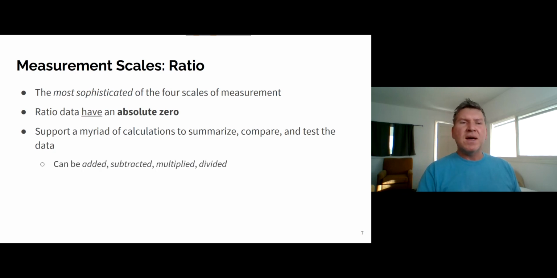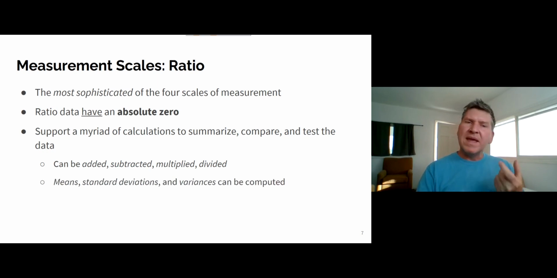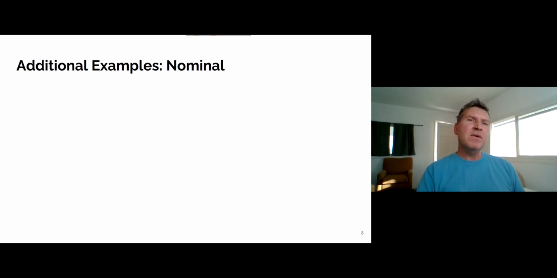So we can do different things like add, subtract, multiply, and divide. We can take a ratio and say that person is twice as heavy as the other person, or that person is twice as tall as another person. So we can calculate means, standard deviations, and variances. This gives us a lot of latitude in terms of what we can do with this data. So let me give you a couple of additional examples of each.